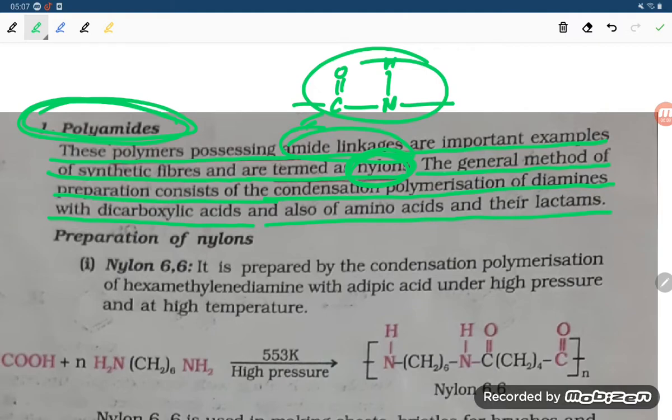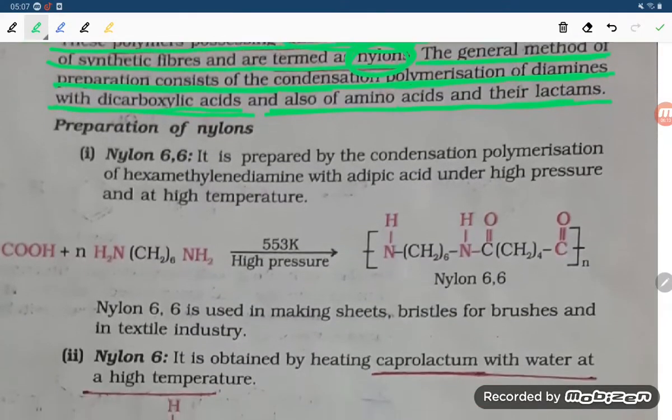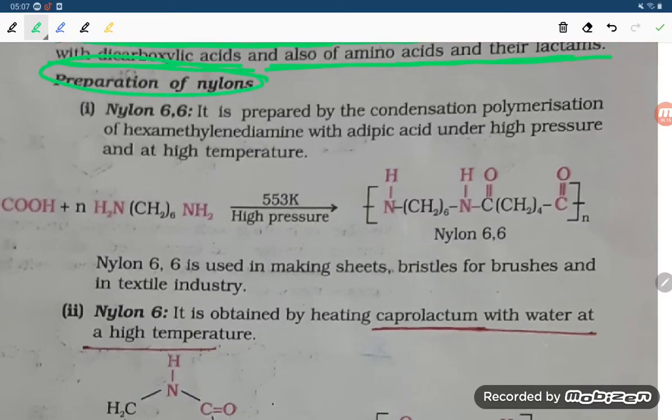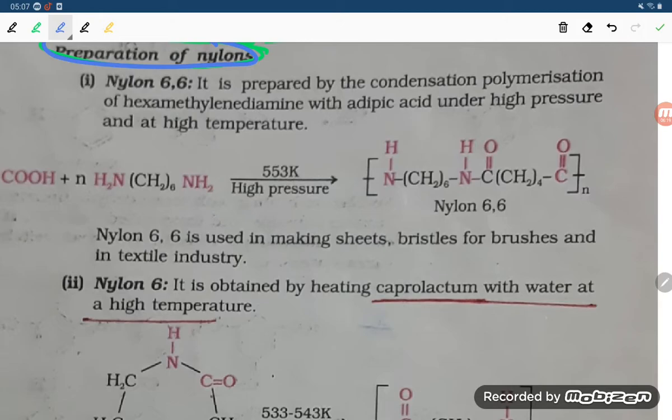They are synthetic polymers. The general method of preparation consists of condensation polymerization of diamines with dicarboxylic acids and also amino acids and their lactams. Now the preparation of nylon: Nylon 66 is prepared by condensation polymerization of hexamethylene diamine with adipic acid under high pressure and high temperature.